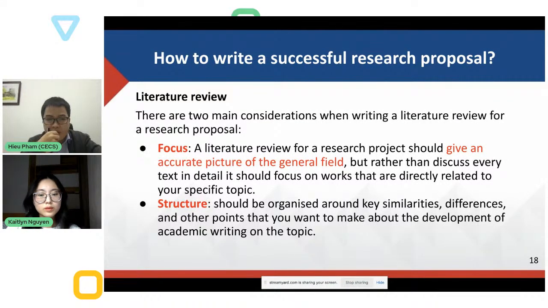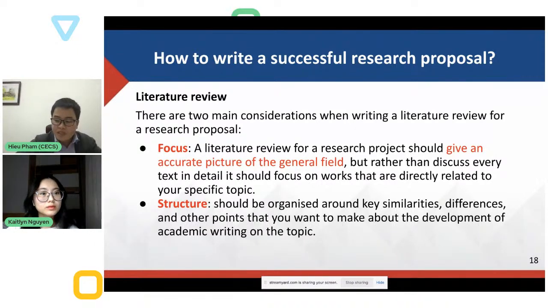So we have two main considerations when you're writing a literature review for a research proposal. First is the focus. Focus is really important. A literature review for a research proposal should give an accurate picture of a general field, right? It's not about discussing every text in detail, but it's about giving an accurate picture of the field. And it should be well organized around key similarities, key differences, and other points that you want to make about the development of the topic.